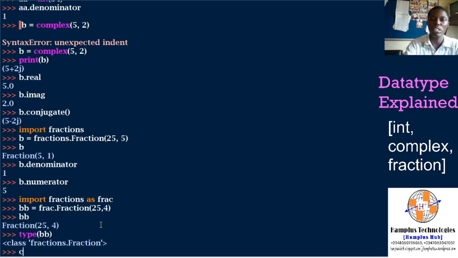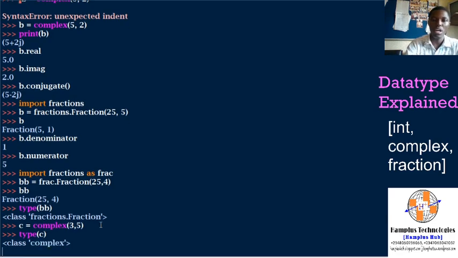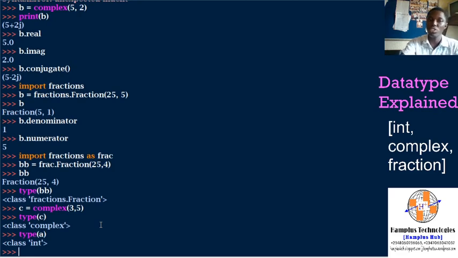Let's rewind back. Let's say c equals complex. Sorry, because I overwrite the first definition of complex. I say complex 3, 5, and I check the type of c. And what do I have? I have it as a complex. But if I say type of a, it gives me integer. So integer is a class and also a data type, likewise complex numbers and fractions.